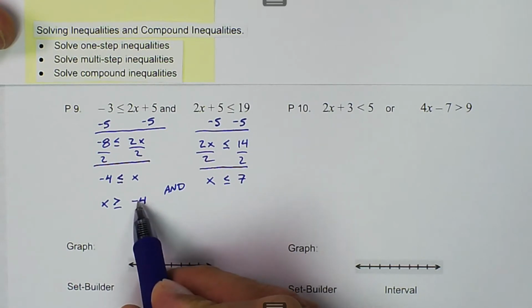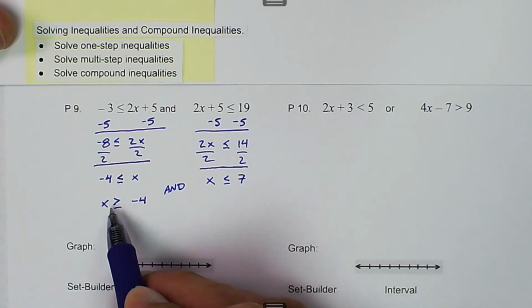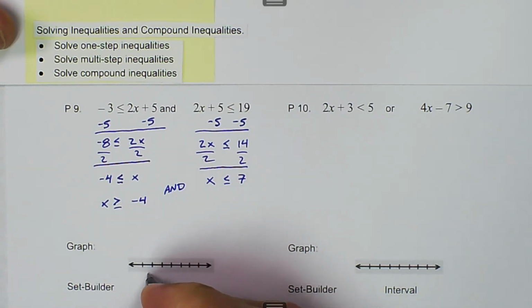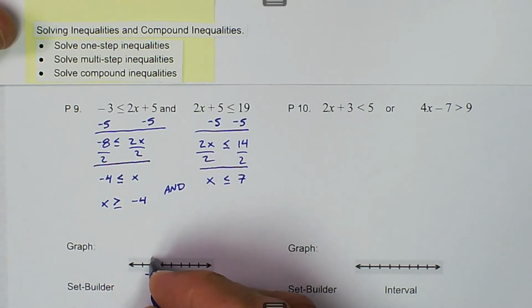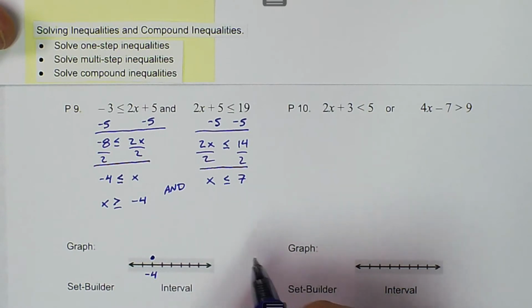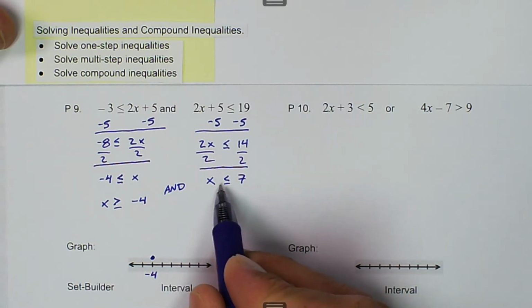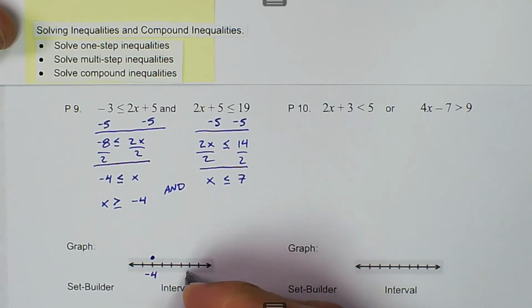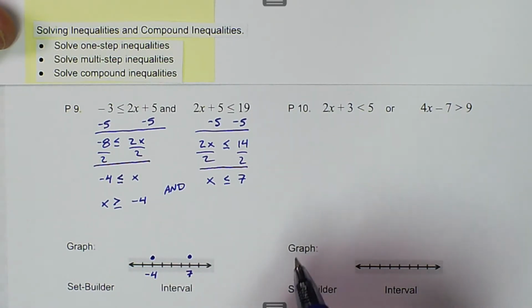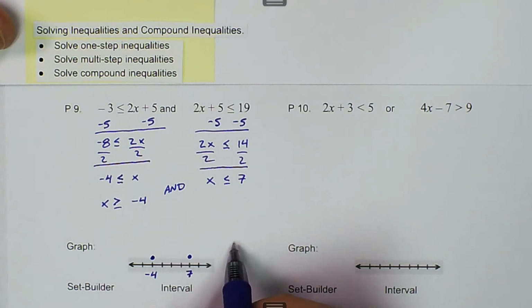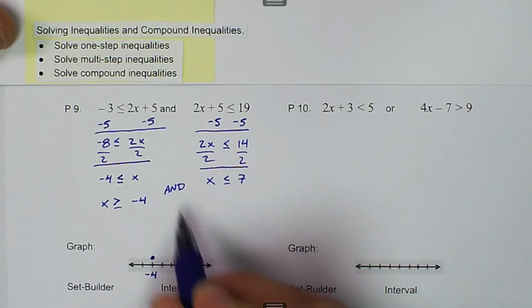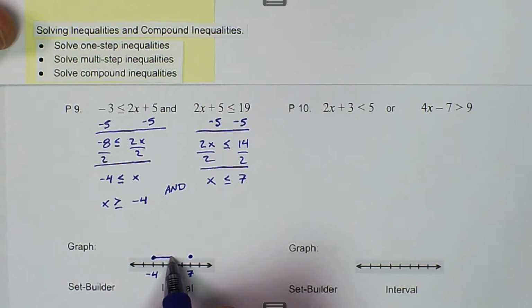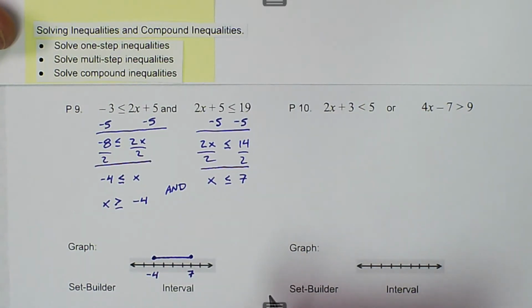So the smallest value here is negative 4. So x is greater than negative 4, so I'm going to write negative 4 down. Greater than or equal to, so I'm going to put a closed dot. And this one says x is less than or equal to 7. So I'm going to put 7 here, and it's equal to, so it's going to be that. So negative 4 going this way, 7 going this way. We want to have the and or the intersection, so only the parts that are in both. So only the parts that are in both are that one.